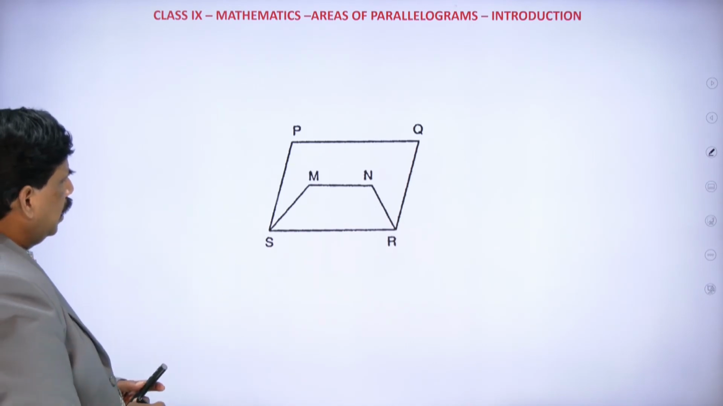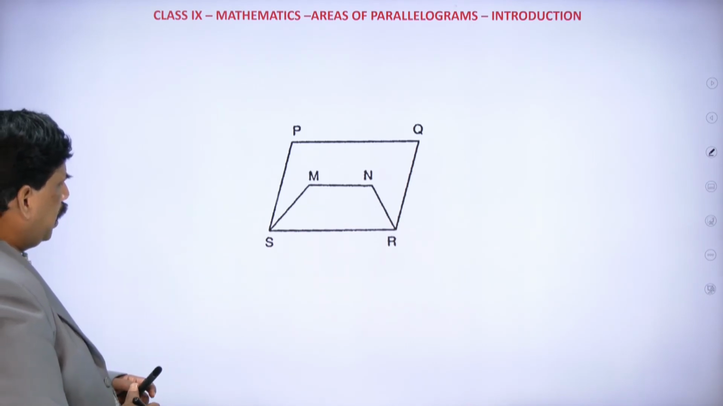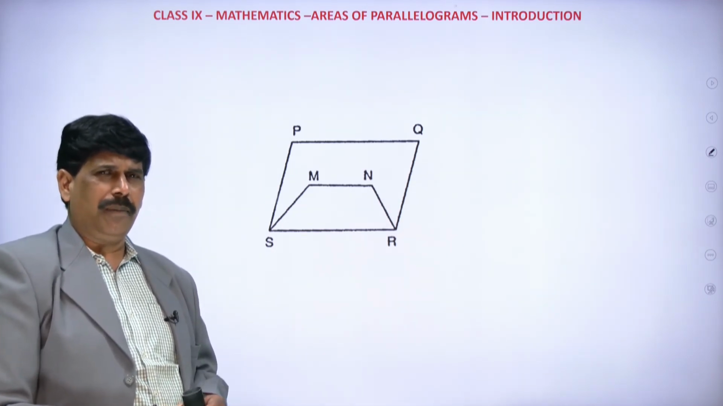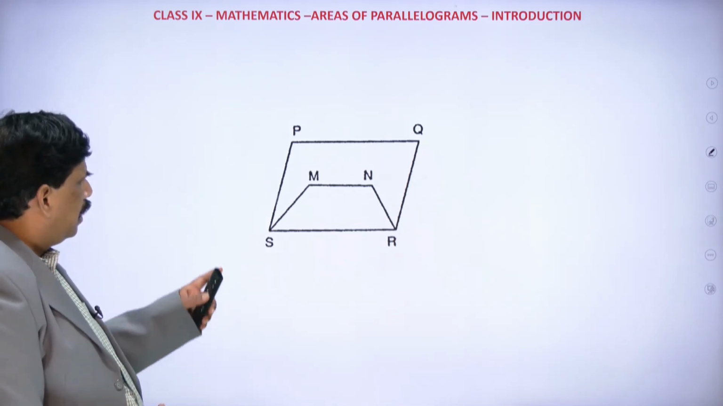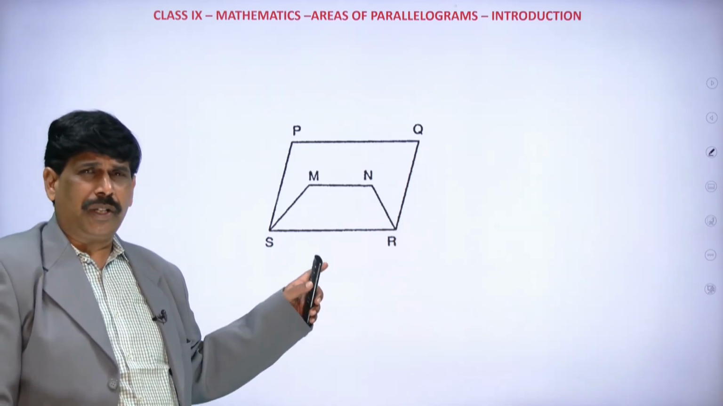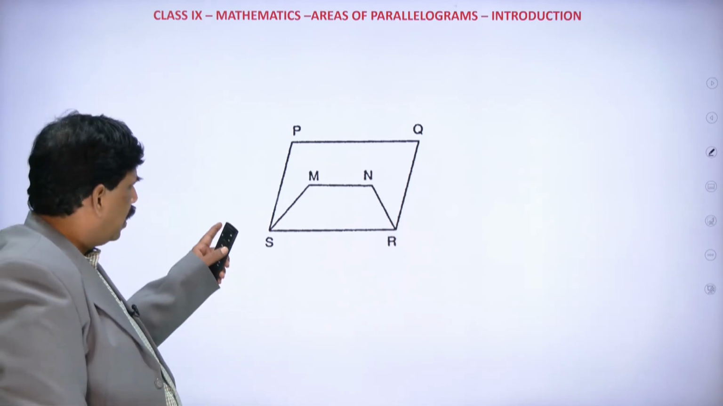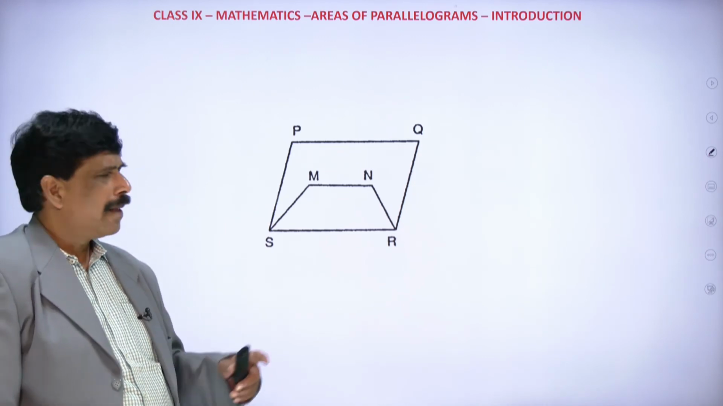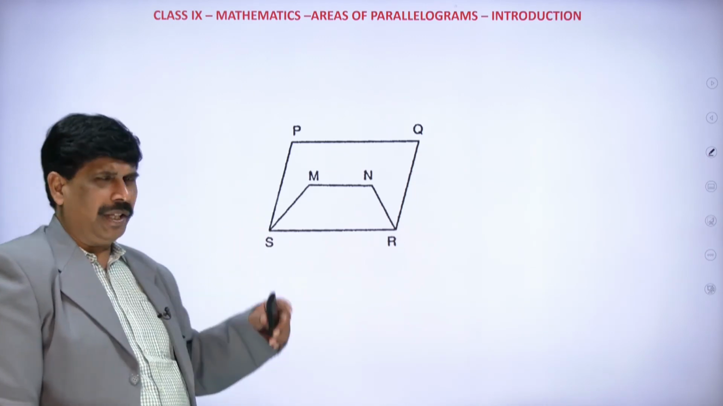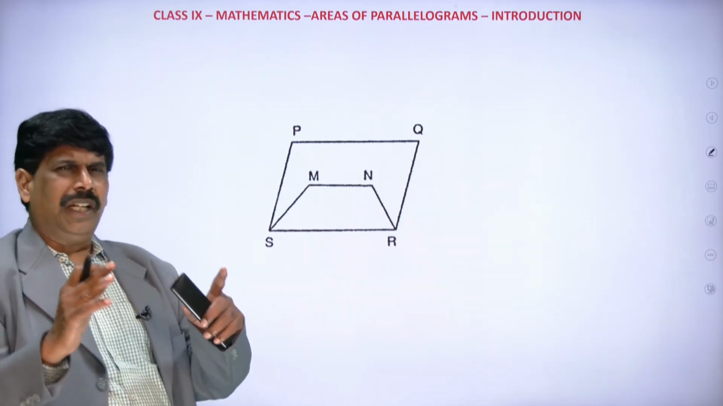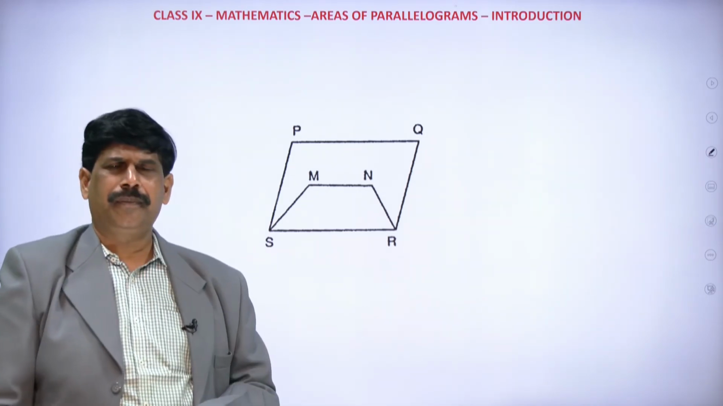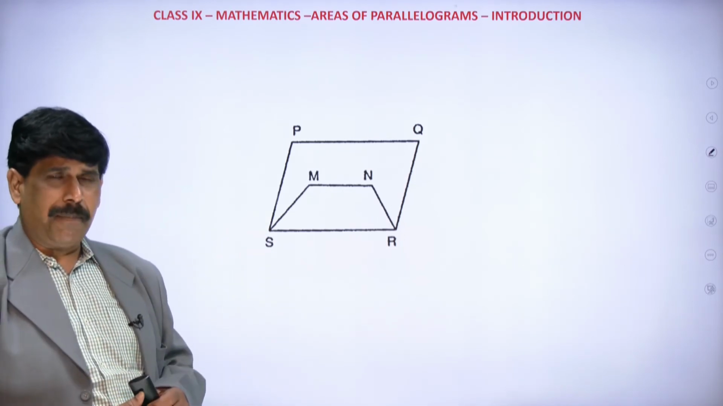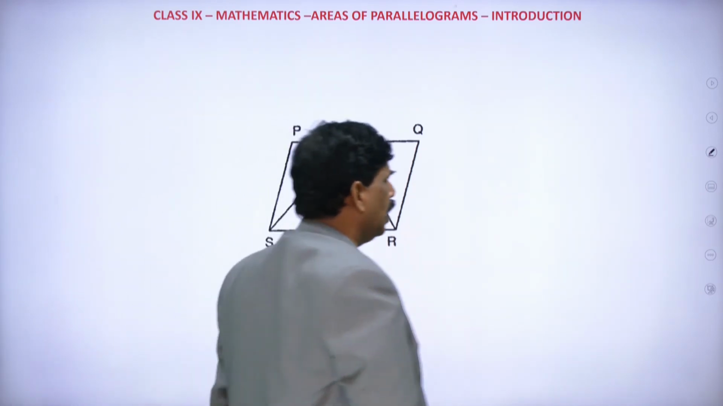You look at here, you are seeing a parallelogram PQRS. And one more figure you are seeing. Can you guess what is the figure? It is MNRS, that is a trapezium. So the parallelogram and trapezium, both of them are on the same base SR. But are they between the same parallels? They are not between the same parallels.